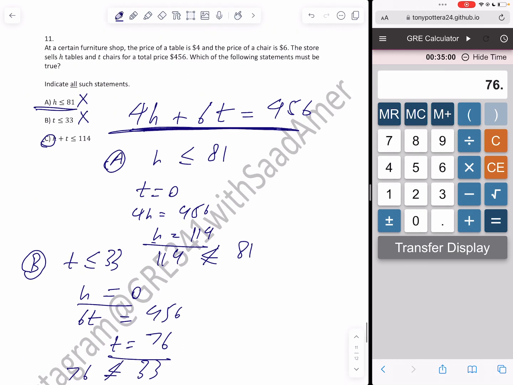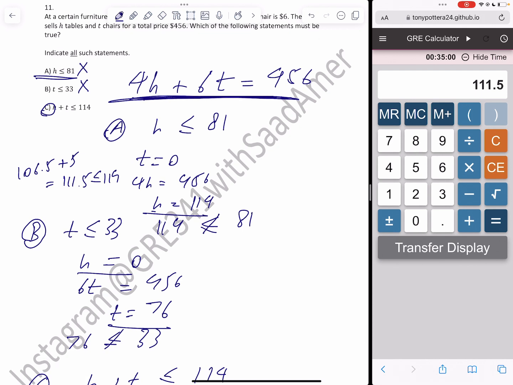I can also, let's just take an example. Let's say T is equal to 5, or let's say T is equal to anything for that matter, absolutely anything. Let's say 5. 6 into 5 is 30. 456 minus 30, divided by 4. H comes out to be 106.5. 106.5 plus 5 is 111.5, and this is less than or equal to 114.